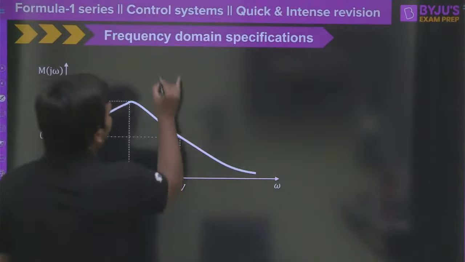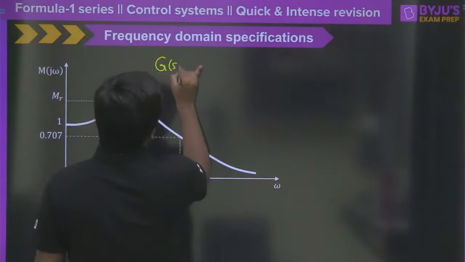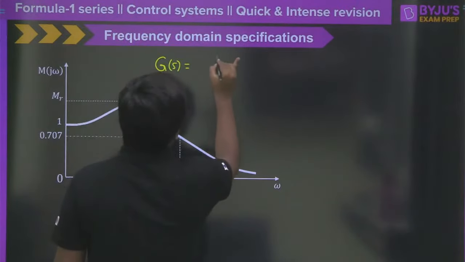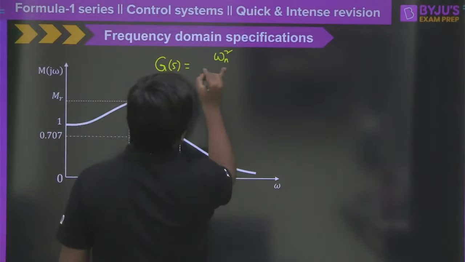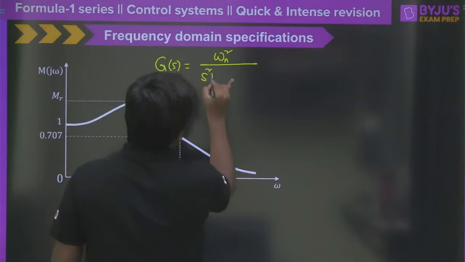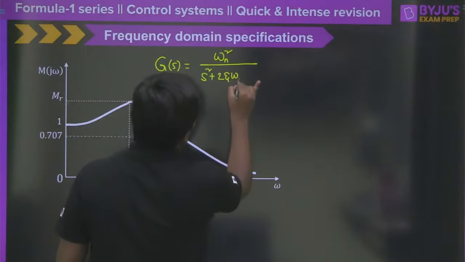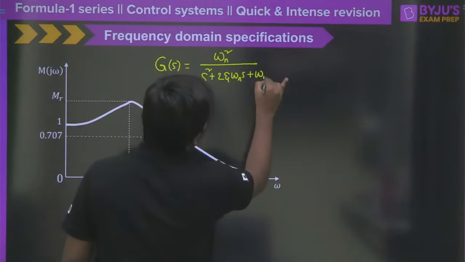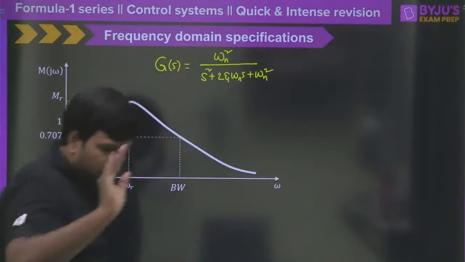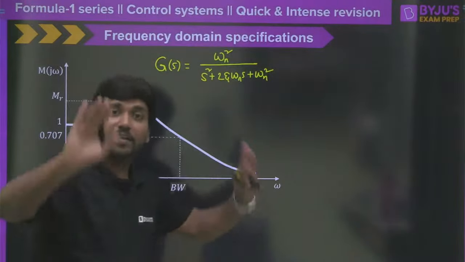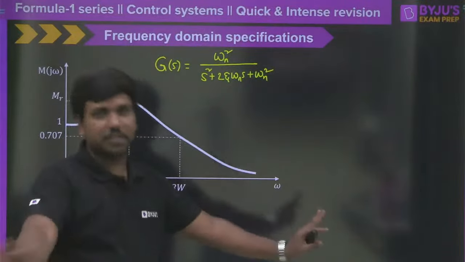Assume that our system in this case, for example, is G(s) equal to omega n square divided by s square plus 2 zeta omega n s plus omega n square. Don't argue with me about whether this G(s) is an open loop or closed loop system. Basically, it is just a system, okay?